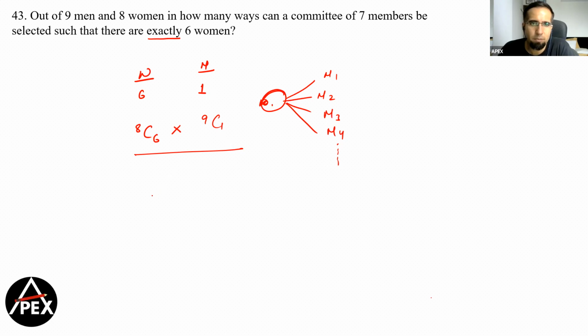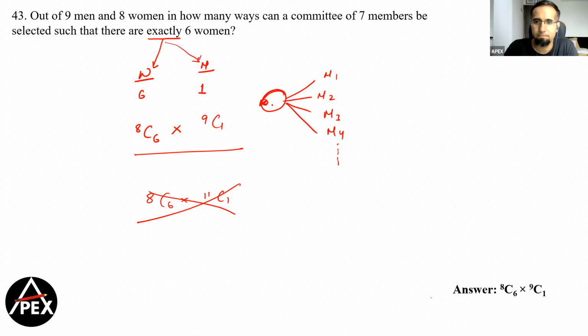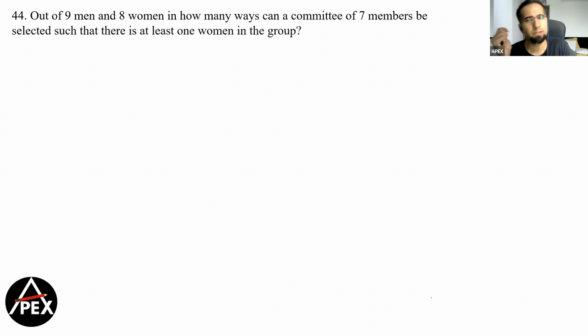Sometimes students commit a mistake by writing 8C6 into 11C1, which is wrong. This is always wrong. Because the remaining one person has to be a man only. Because the word used is exactly 6 women. If it's exactly 6 women, then there has to be one man. Can we solve this, please?